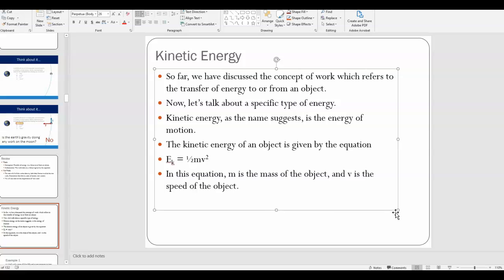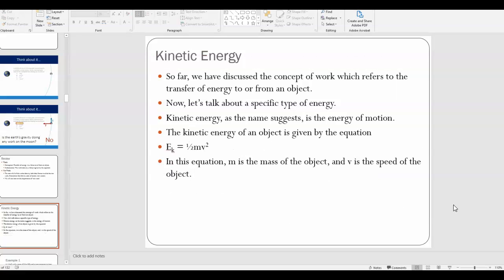Okay, so let's add this to our notes. Kinetic energy, as the name would suggest, is the energy of motion. That's what kinetic means. So very simply, if an object is moving, it has kinetic energy, and if it's not moving, then it doesn't have kinetic energy. But I guess we can be a little bit more specific than that.